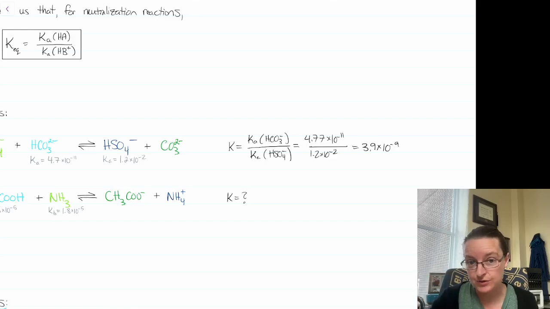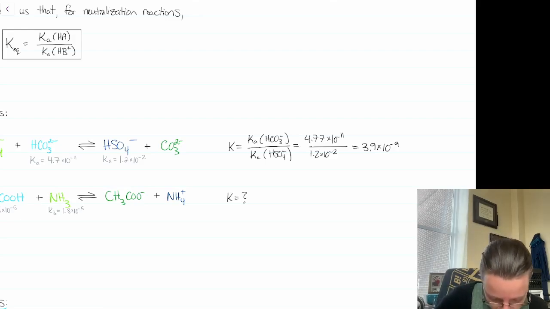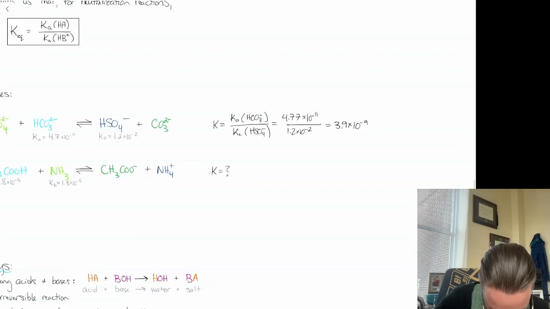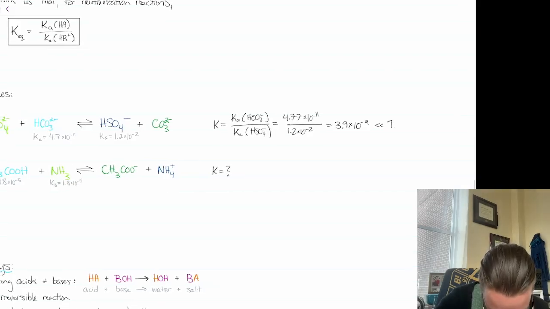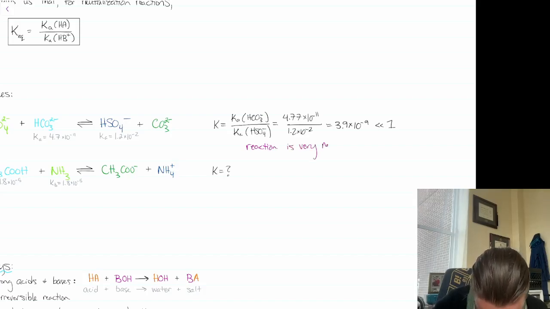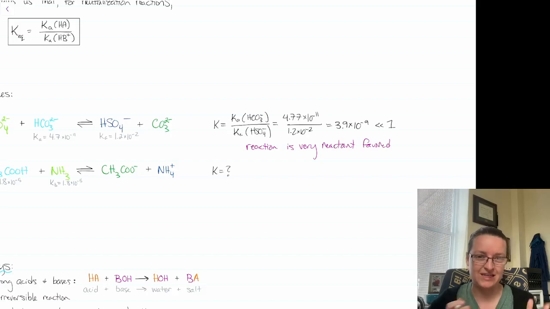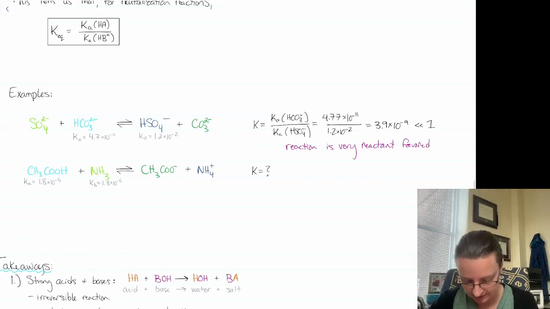And so if you're asked to compute a K value for a neutralization reaction, that's all that we have to do. Oftentimes you'll also be asked to interpret the K values. In this case, notice that the exponent, -9, means that this number is way smaller than 1. And so qualitatively, we could say that this means that the reaction is very reactant favored, meaning that equilibrium lies very far to the left-hand side of this equation.